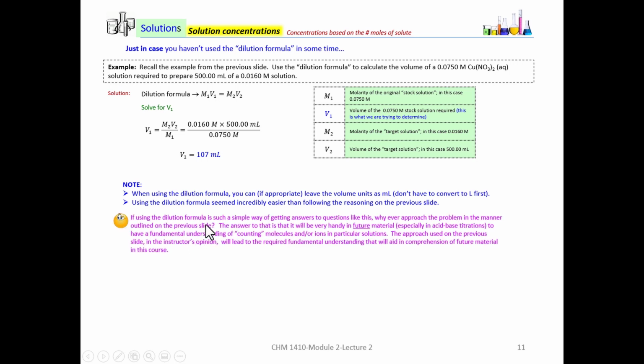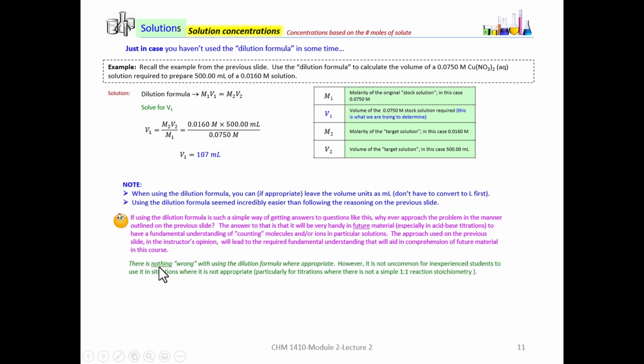So if using the dilution formula is such a simple way of getting answers to questions like this, why would you ever approach the problem in the manner outlined on the previous slide, besides the reason of the interviewer telling you you couldn't? Well, the answer is that it will be very handy in future material, especially in acid-base titrations, to have a fundamental understanding of counting molecules and/or ions in particular solutions. The approach used on the previous slide, in my opinion, will lead to the required fundamental understanding that will aid in comprehension of future material in the course.